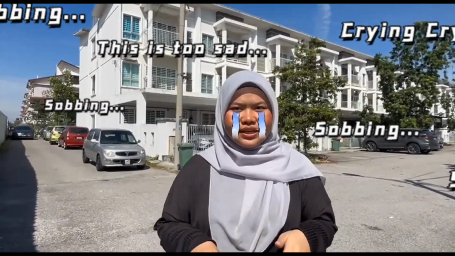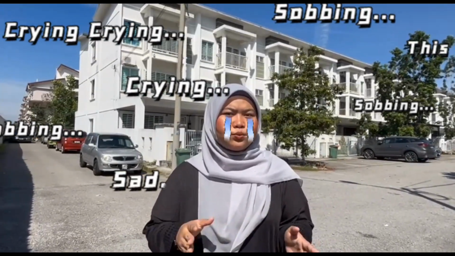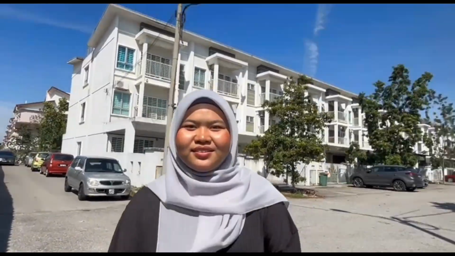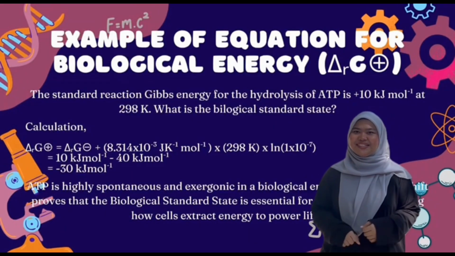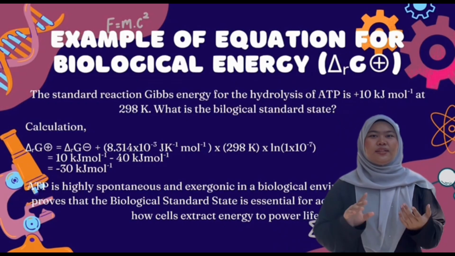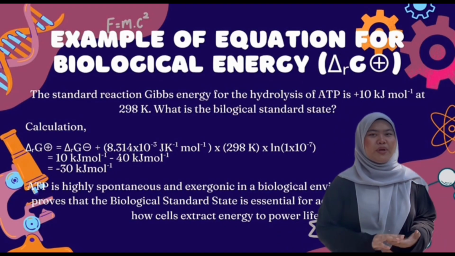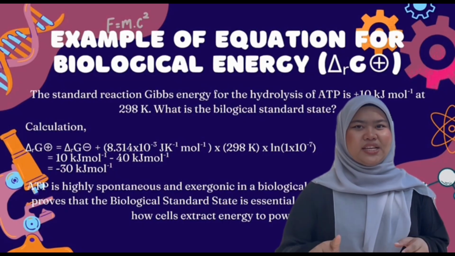Look at ATP, our body's battery. In a normal chemistry lab, its energy value is positive 10. In chemistry, positive means no energy release. If our body worked like that, we would have no power to move or to breathe. But we are a biological system. We take our biological number. We take the positive 10, add our gas constant and temperature, multiply it by the concentration at pH 7.